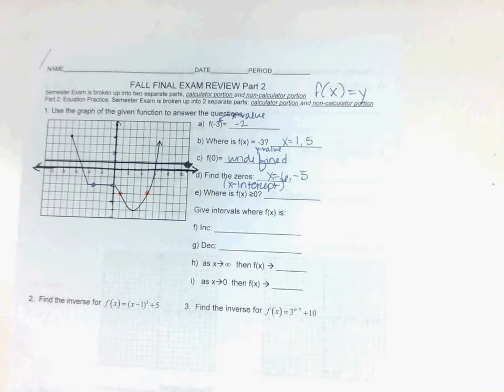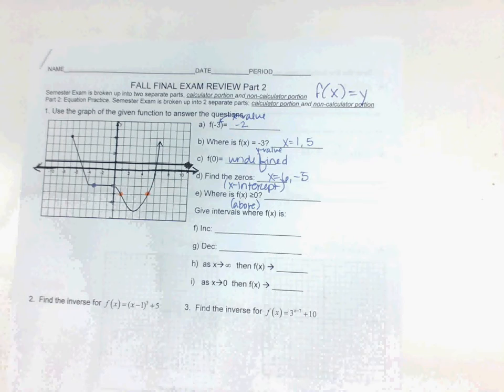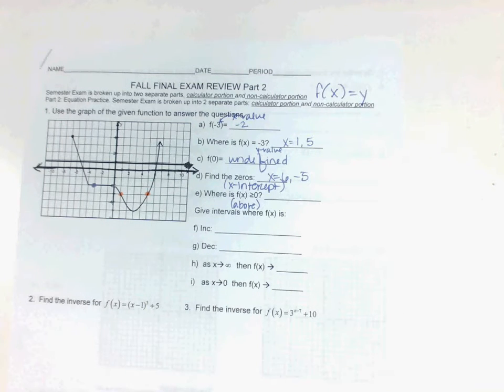Where is f of x greater than or equal to 0? Greater than or equal to 0 means I want above the x-axis. Where am I above the x-axis? Remember, this is the x-axis. Negative 5 to negative... That's negative 7, right? Because if that's 6, then that's 8. So that'd be from negative 7 until when? Negative 5, and then from 6 till infinity.